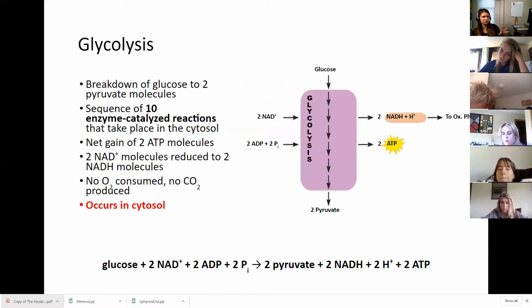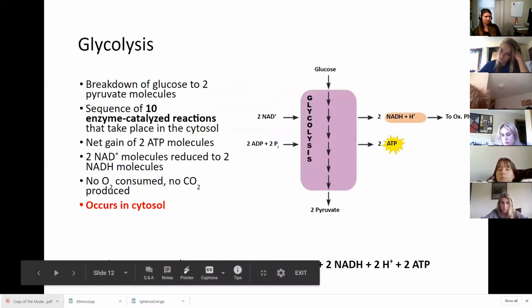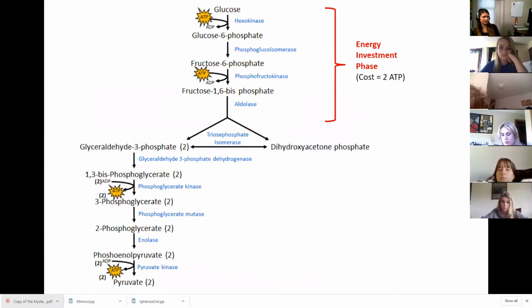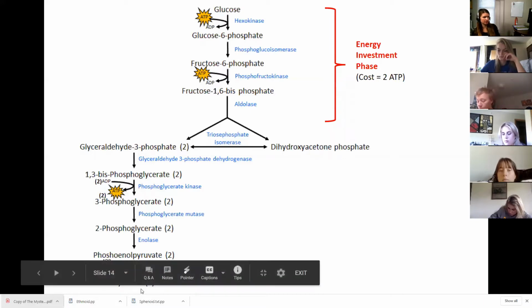So glycolysis, one of our substrate level phosphorylation methods, produces 2 ATP on net. So we put in 2 molecules of ATP, in an energy investment phase. I know I'm going through this fast, but this should all be reviewed. So we put in 2 molecules of ATP to destabilize the molecule, basically. This destabilized form is called fructose 1,6-bisphosphate. We then can split the molecule in half. This gives us 2 pyruvate molecules.